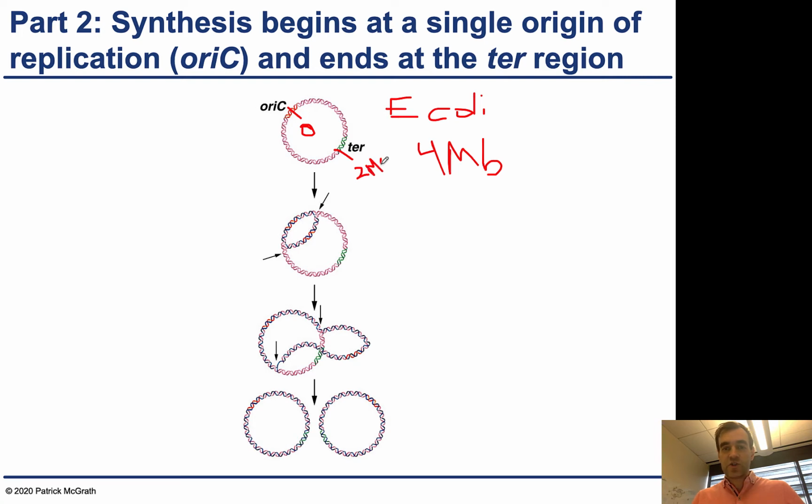And so this is about 2 megabases away. So if we set the origin equal to 0, we go 100,000 base pairs, on and on until we reach the other end, and that's about 2 million base pairs away. So there's 2 million base pairs this way and 2 million base pairs this way.